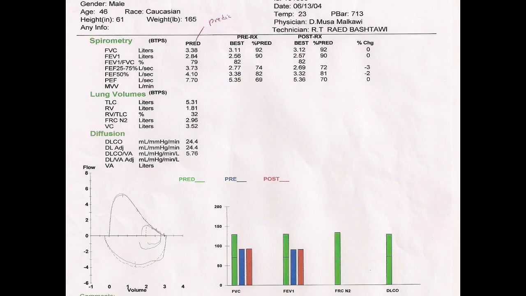So if we suspect that the patient has COPD, we have to do spirometry. This is normal spirometry. The first column is the predicted values. This depends on the age, gender, and height of the person. This is pre-treatment, before giving bronchodilator, and the post-treatment, after giving bronchodilator.